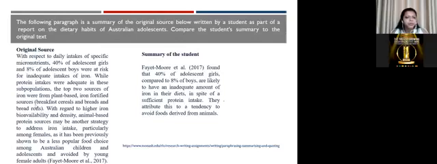With regard to higher iron bioavailability and density, animal-based protein sources may be another strategy to address iron intake, particularly among females, as it has been previously shown to be a less popular food choice among Australian children and adolescents and avoided by young female adults. Now read through this sentence and tell me the main point.